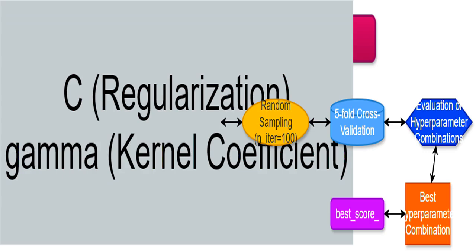This is a technique used to evaluate the model's performance. The data is split into 5 folds. The model is trained on 4 folds and tested on the remaining fold. This process is repeated 5 times, using a different fold as the test set each time. The average performance across these 5 folds provides a more robust estimate of the model's performance.